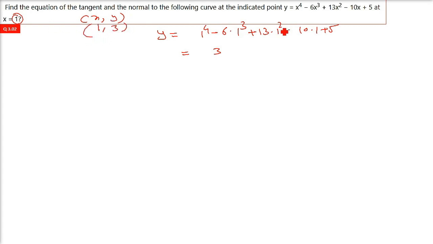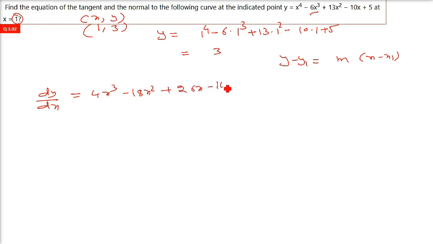First thing is finding out the slope. What is the equation of a line? y minus y1 is equal to m into x minus x1. We will differentiate it first, and we'll find out the slope. So we'll differentiate it, dy by dx. With respect to x, it's 4x cube minus 18x square plus 26x minus 10. And this is going to be 0. So we have this point 1, 3. So to find out the dy by dx at x equals 1, just replace x by 1 here. And this will give you the dy by dx or slope.